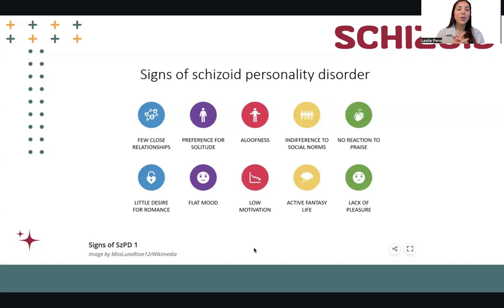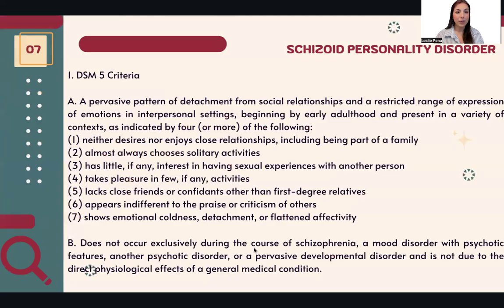So schizoid, one of the ways that you can remember schizoid is think avoid, right? So schizoid people really don't like to have close relationships. They do have a preference for solitude, aloofness, indifference to social norms. They have no reaction to praise, little desire for romance, flat mood, low motivation, active fantasy life, and lack of pleasure.